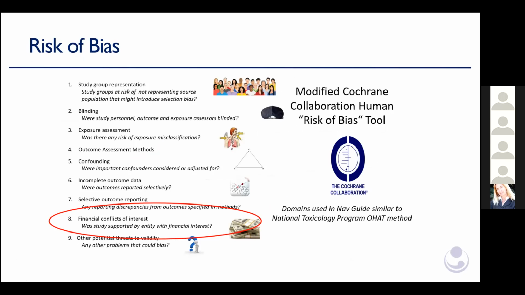There's obviously slight differences. We obviously don't have randomization in our studies, but things like exposure assessment, outcome assessment, incomplete data, and selective outcome reporting are all very similar. So that's how we evaluate the risk of bias in our systematic reviews when we're conducting them.